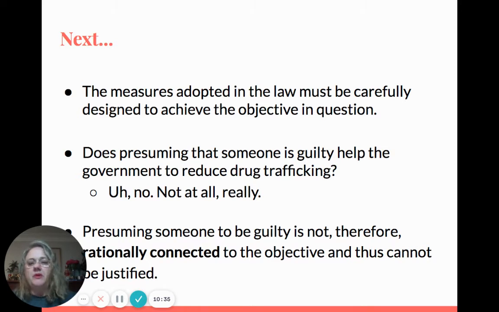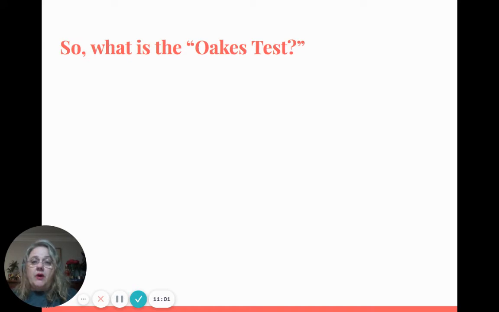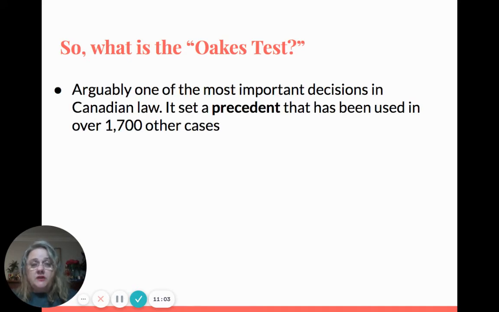No, that'd be okay. But presuming someone guilty, that's A, it's not rationally connected to the objective. And B, part three, it's not exactly a minimal impairment. Presuming someone guilty is kind of the biggest impairment you could possibly get when it comes to fundamental rights. So, no, that won't stand. So, to review, what is the Oakes test?